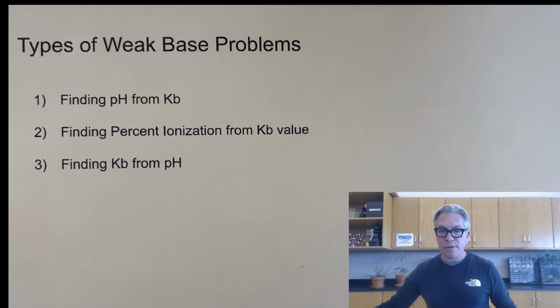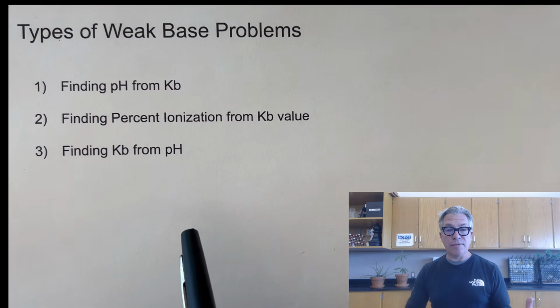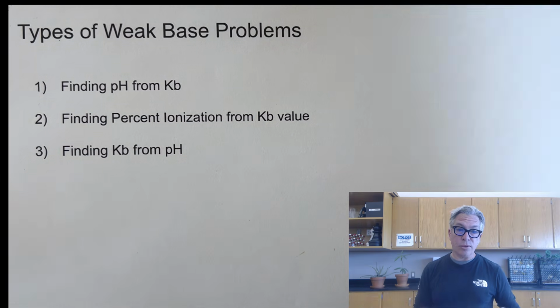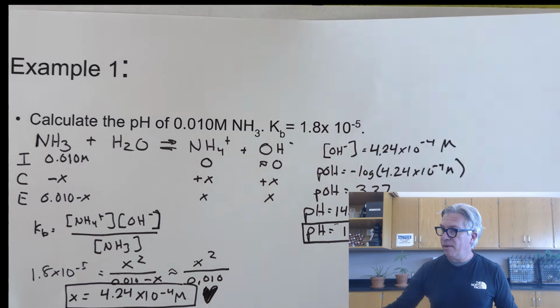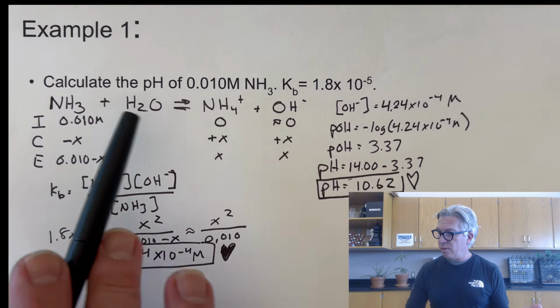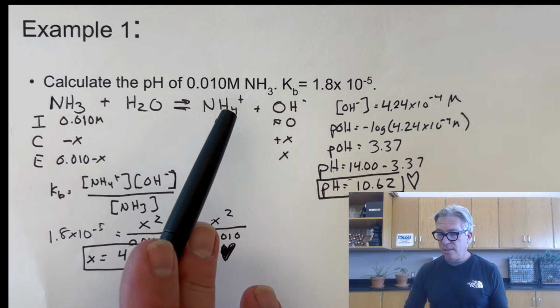And just like with the weak acids, I'm only going to do one of the three. If you like examples of these other ones, you can head over to my video on weak base equilibrium problems. But to get us started for today in our review, we'll do the most common kind, and that's finding the pH from the Kb value. So in this case, calculate the pH of 0.01 molar ammonia. So NH3 plus water makes NH4 plus and OH minus.